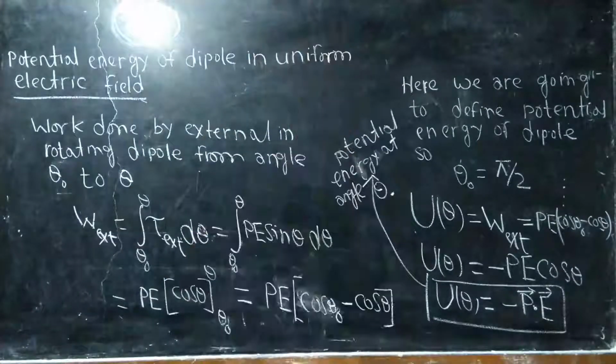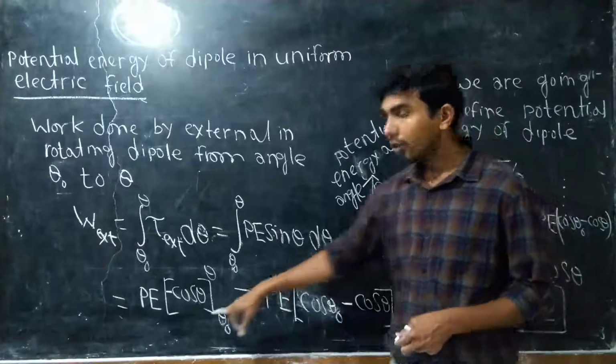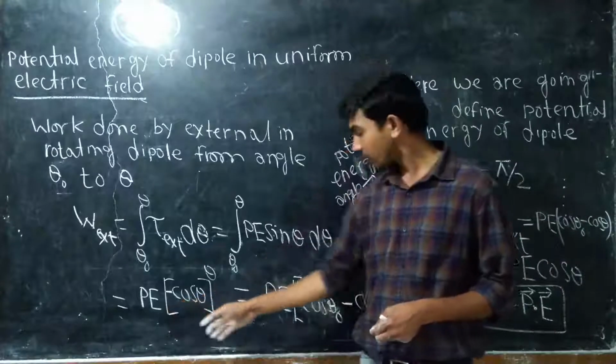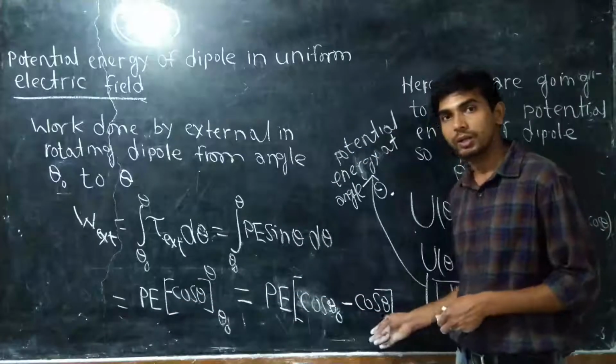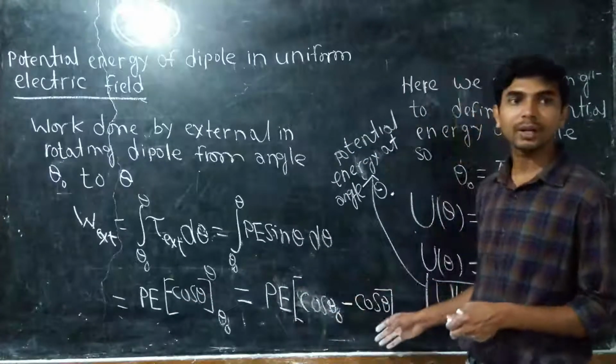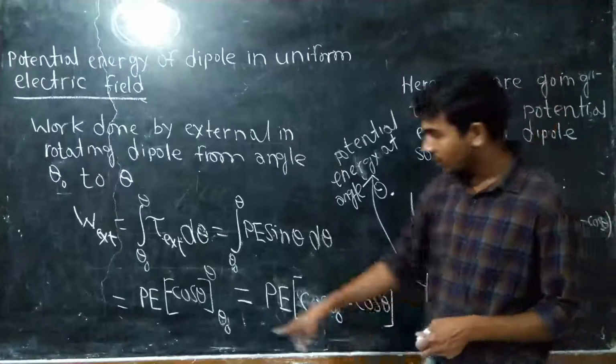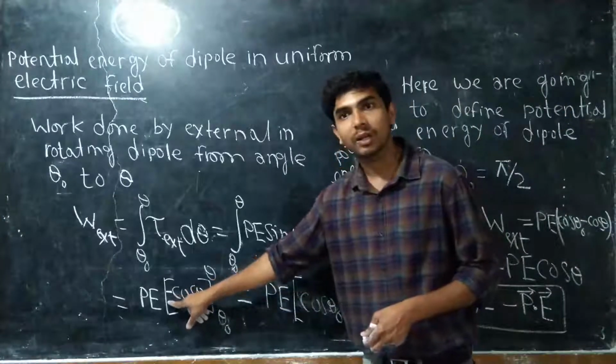Integration of sin theta is minus cos theta, so minus cos theta, and you are going to get this value, right? So finally I got the final result the same, but I made a mistake here. Here one minus sign will come only, right?